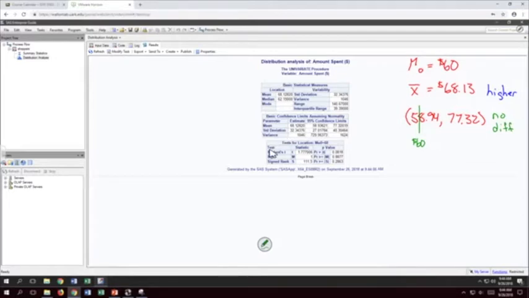So it looks a little bit different. We're using a different procedure to get the output. But we have the mean, standard deviation, basic information. We have confidence limits, so we still have our confidence interval. So right here, the 58.94 and the 77.32. So we got that information. And then for our hypothesis test, this Student's t is what we're going to be looking for.